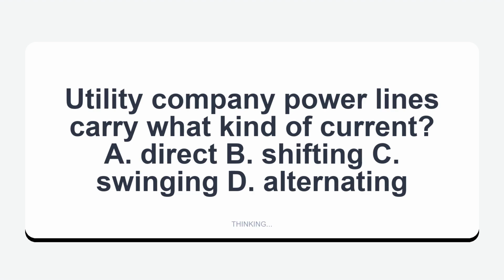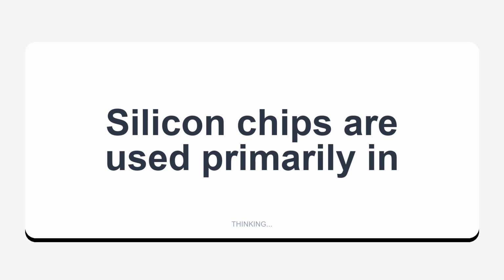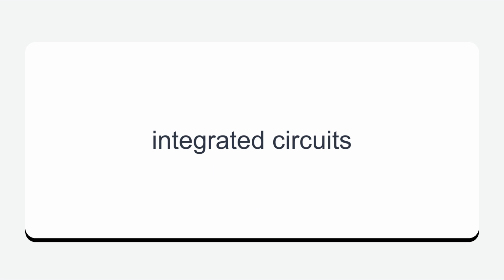Utility company power lines carry what kind of current? A. Direct. B. Shifting. C. Swinging. D. Alternating. Alternating. Silicon chips are used primarily in integrated circuits.